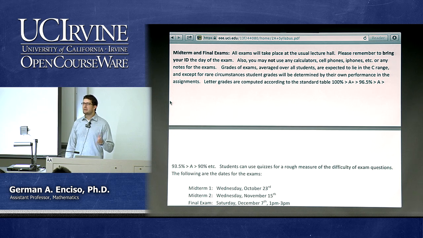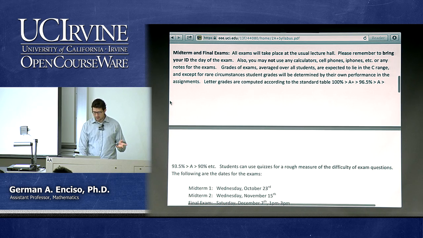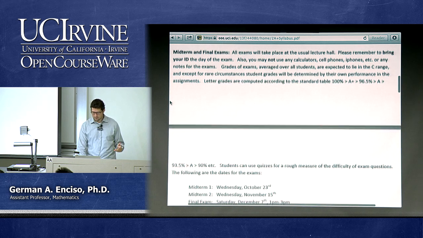Ideally, there shouldn't be a curve, but if people do really badly for some reason, we'll make sure that not everybody has a bad grade. But in general, this should not be a curve. There should not be a need for a curve.